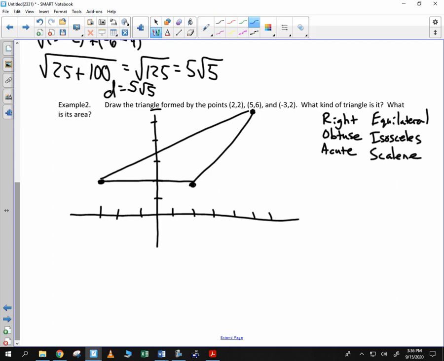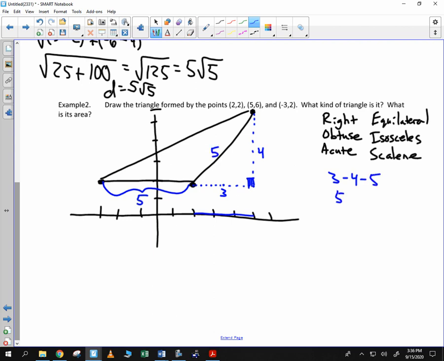This one's easy to find. You can see it's 2 over in one direction, 3 over in the other. It is 5. And instead of using the distance formula here, I'm going to use the Pythagorean theorem. Notice I go over 1, 2, 3 tick marks, and I go up 4 tick marks. And many of you remember that that makes a 3, 4, 5 special right triangle.